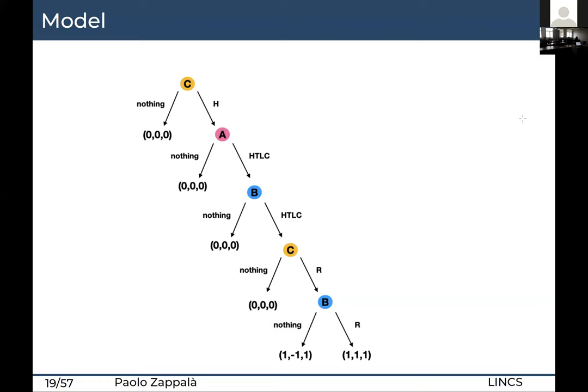In this case, we have A, B, C, three players, three users. They have to make a transaction, A to B and B to C. To make a transaction, there's a protocol that says C creates a hash and then sends it to A, then A to B, and then B to C. In order to model this protocol, this is how it works.